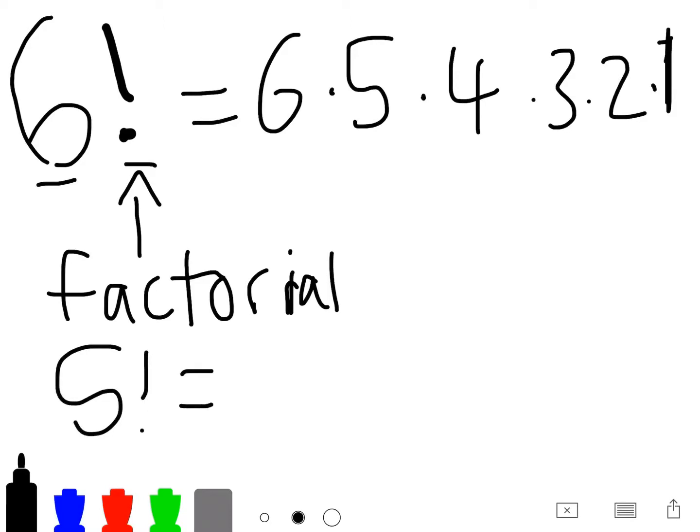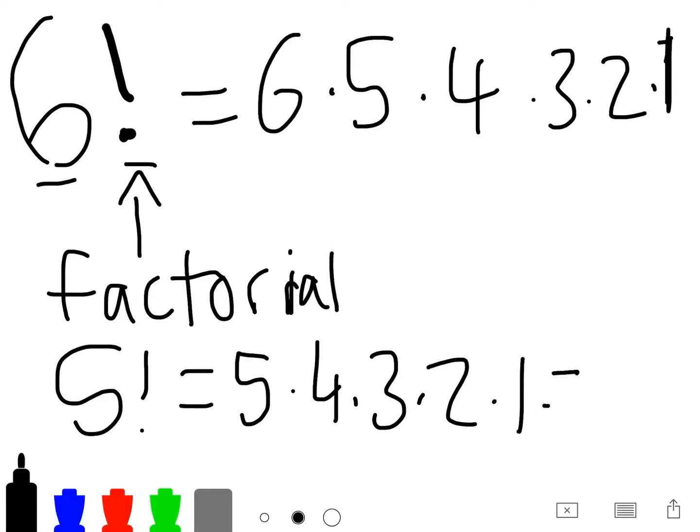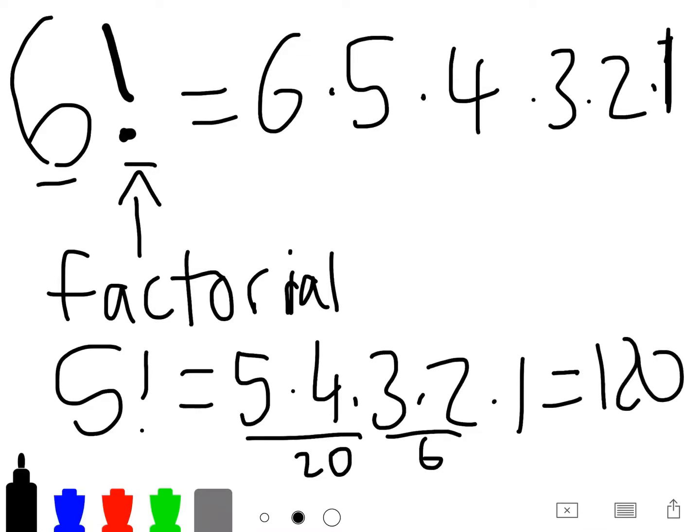For example, 5 factorial is 5 times 4 times 3 times 2 times 1. 5 times 4 is 20. 3 times 2 is 6. 20 times 6 is 120. We can usually ignore the 1 as anything times 1 is the number itself.